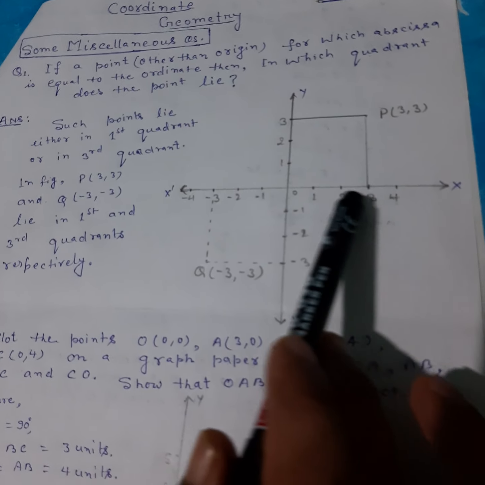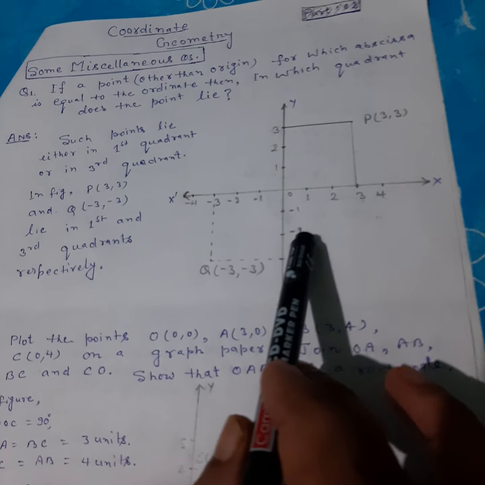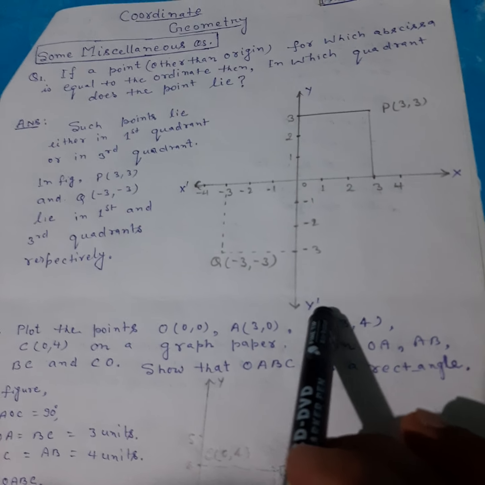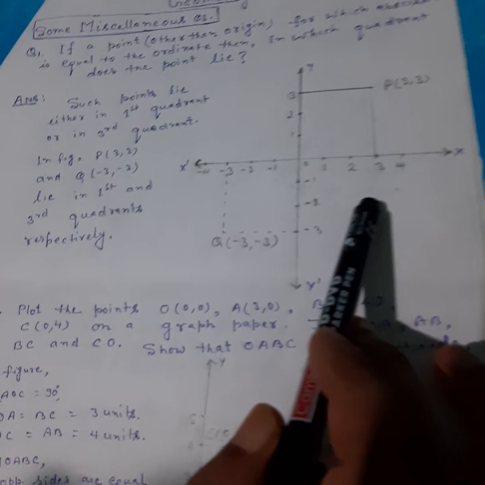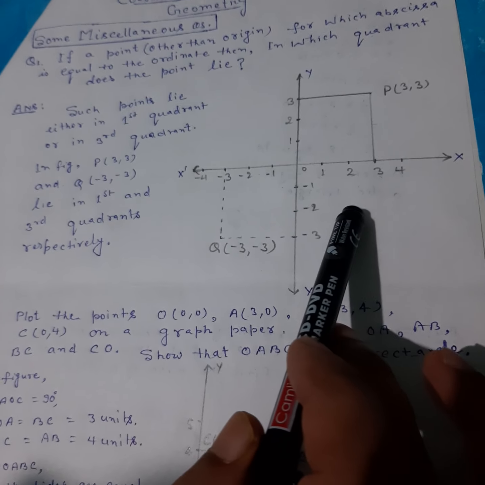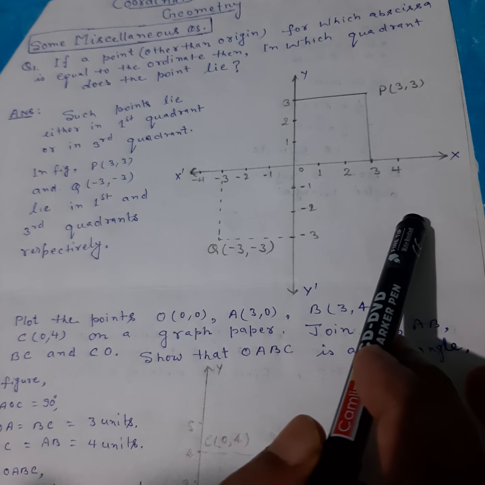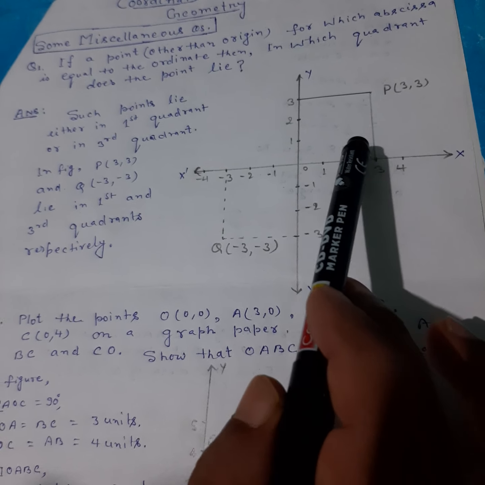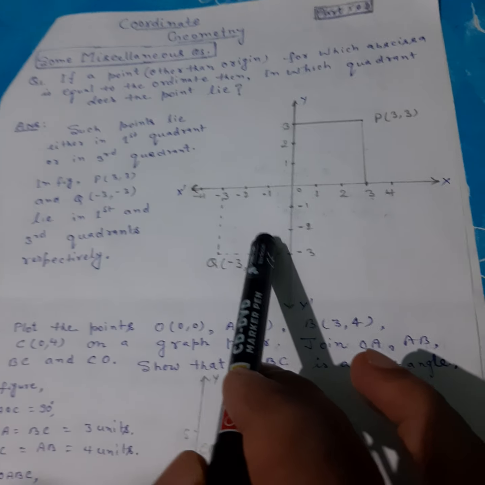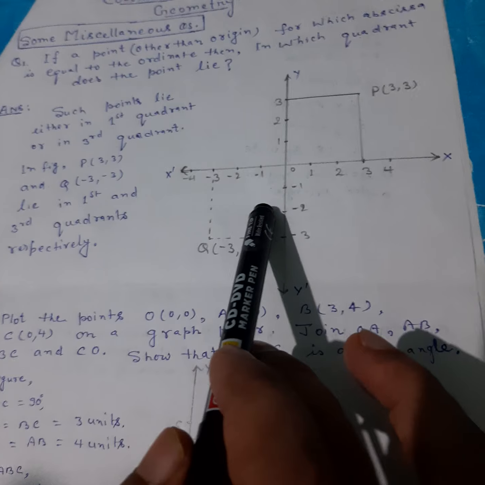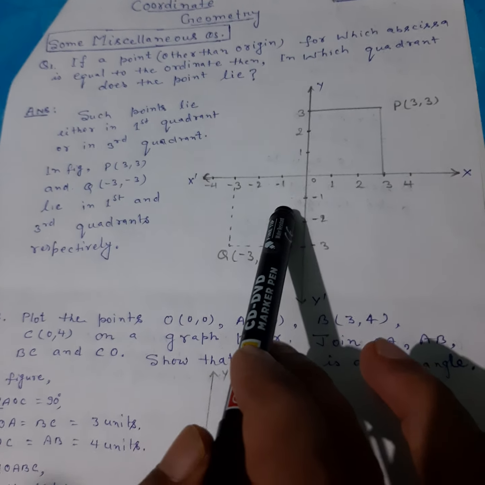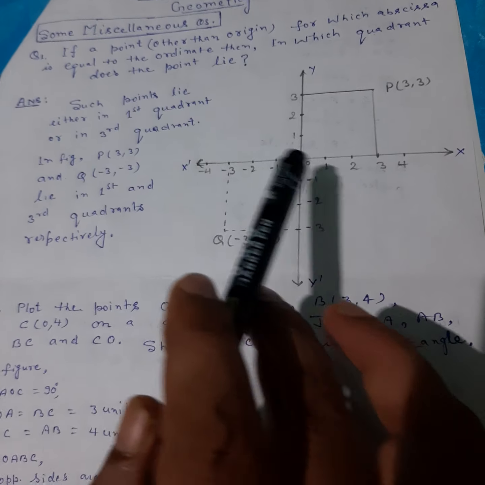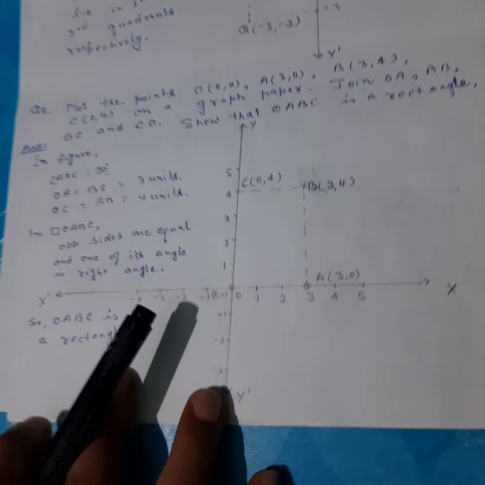But in the fourth quadrant, OX is positive, OY dash is negative. So there is no point where x coordinate and y coordinate, that is abscissa equals ordinate. So in the first and third quadrants, only these two quadrants, abscissa and ordinate may be equal. Now we are going to discuss question number 2.